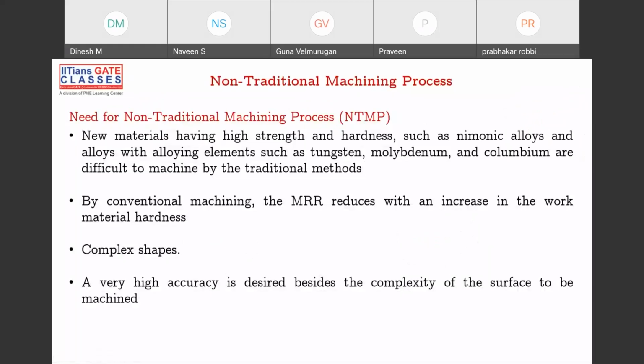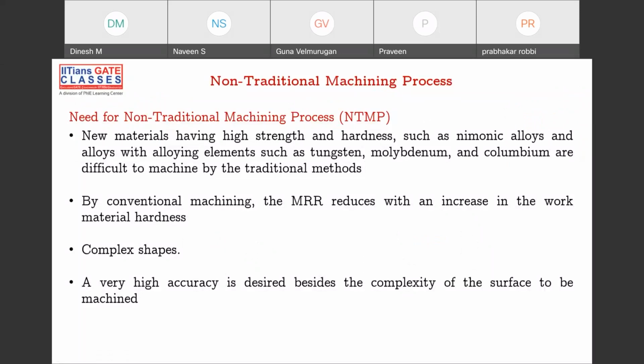Okay. In the previous class, we have discussed traditional machining processes like lathe machining, drilling, grinding, all the things we have discussed. Now we are going to enter into non-traditional machining processes.